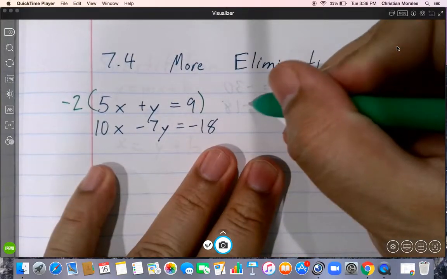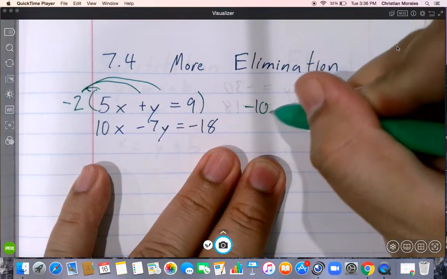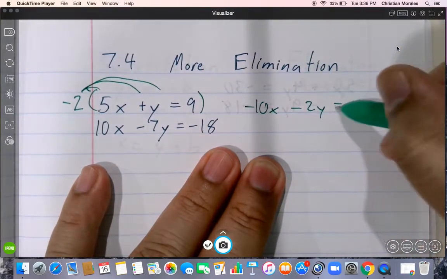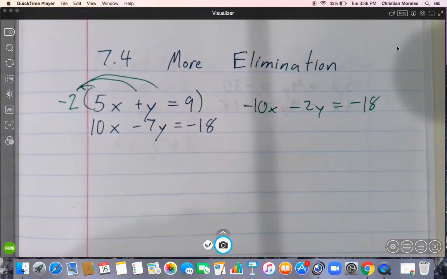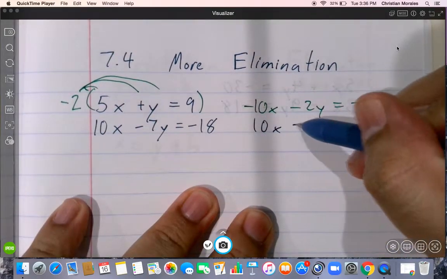So it's going to look like this. You distribute: -10x minus 2y equals -18. So everything on top changes. This time I'm not going to change the bottom one. Leave the bottom one the same.